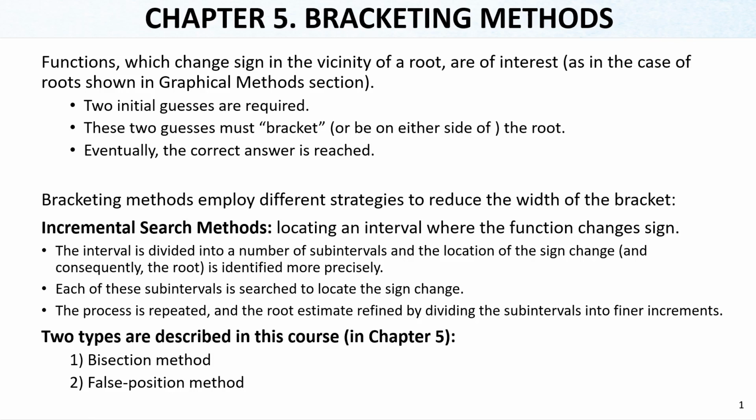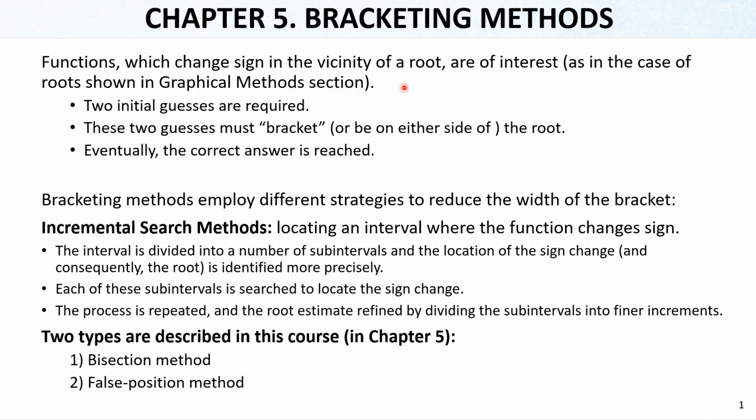In this slide, we will move on to the bracketing methods which are mentioned in chapter 5, and the functions which change sign in the vicinity of a root are of interest especially, and we show these kind of roots in the graphical methods section.